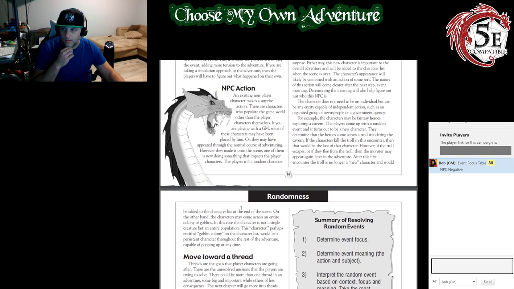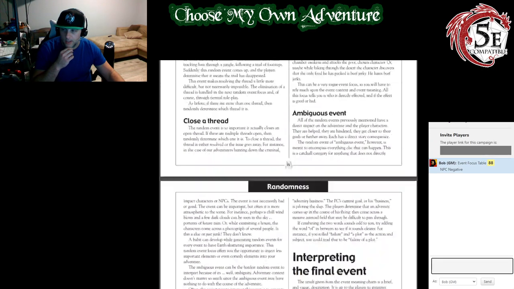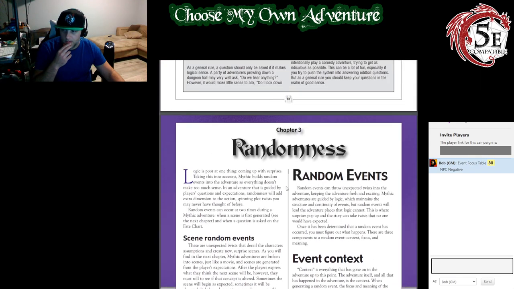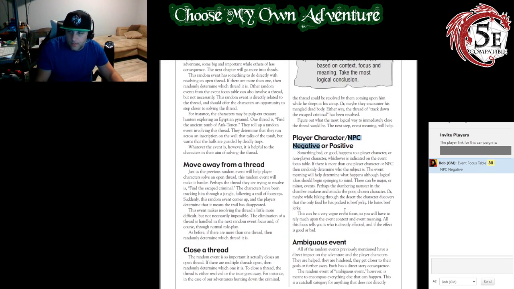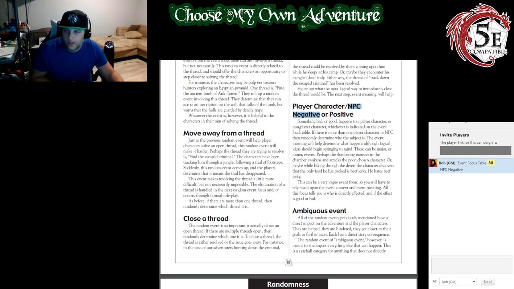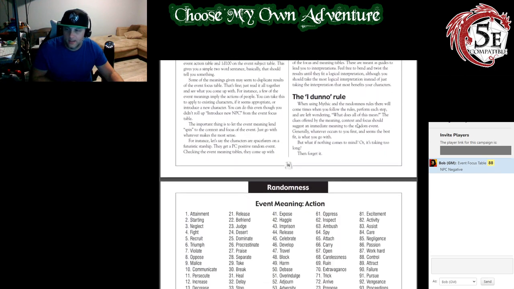So if we go down, I believe these are listed here. Let me see. Okay, there we go. Something bad or good happens to the player character or non-player character, whichever is indicated on the event. If there is more than one player character or NPC, then randomly determine who the subject is. The event meaning will help determine what happens, although logical ideas should be the primary focus. So we have something bad happening to an NPC, perhaps someone in need.